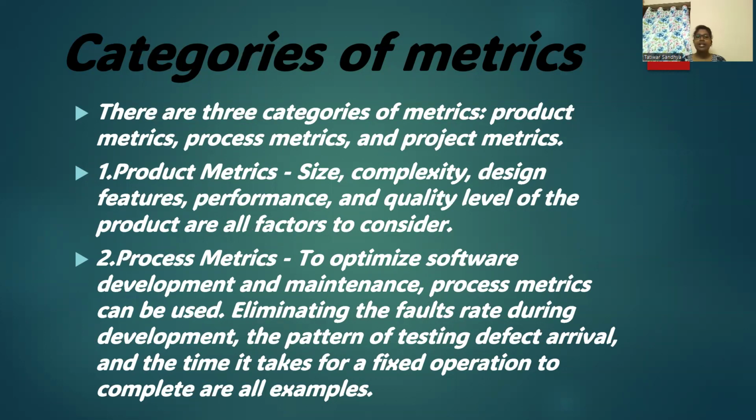Product metrics are the measurement of size, complexity, design, features, performance and quality level of the product. These product metrics measure the size, complexity, design, features, performance and quality level in the software process. Whereas process metrics optimize the software development and maintenance. They optimize the software development and also maintain the process in the software development.